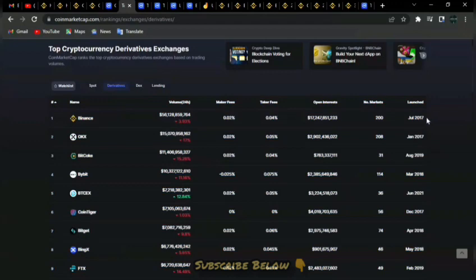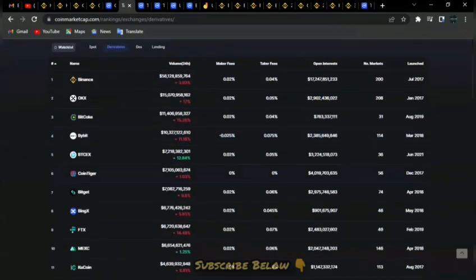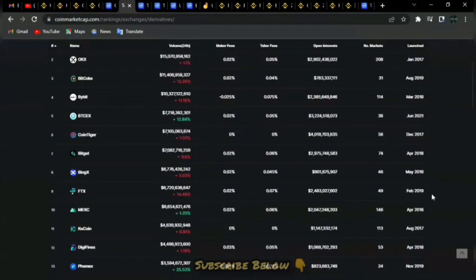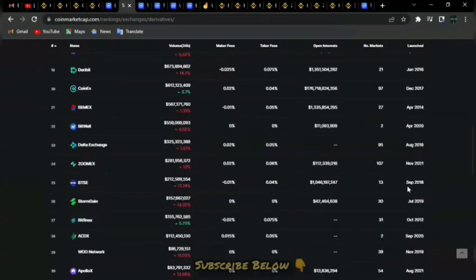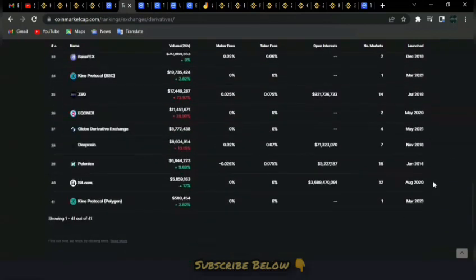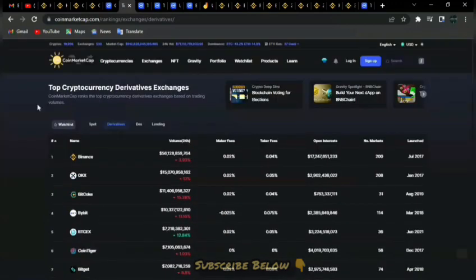Binance was launched in 2017. You can see there are even exchanges that were launched before that, but Binance rose. You can see there are even exchanges that came up before Binance, in 2013 and the ones of 2014. So you want to go over to Coinmarketcap to see a list of exchanges on spot and also on derivatives.